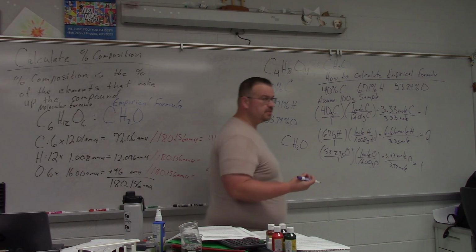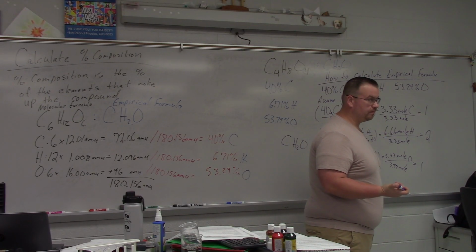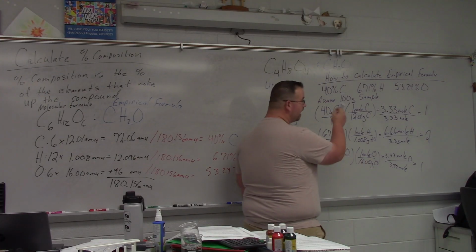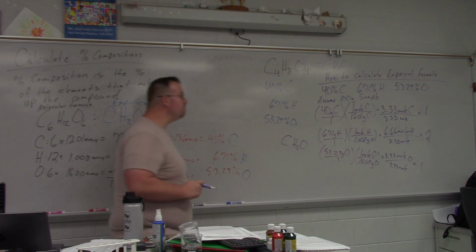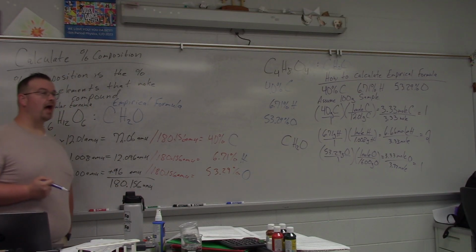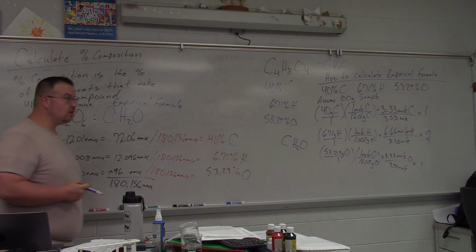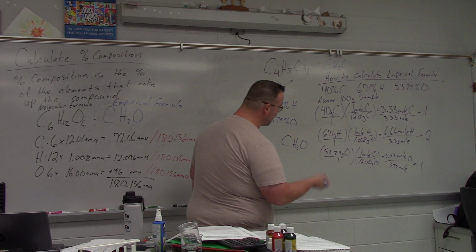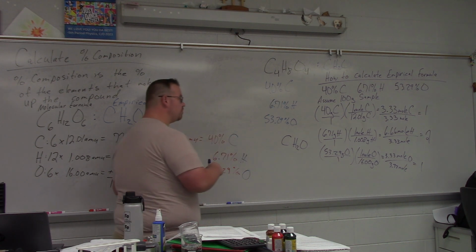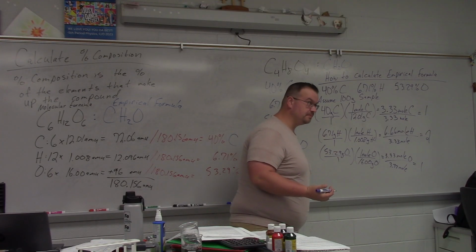Molecular formulas, you do the same exact thing. You have to calculate the empirical formula, and then the other piece of information that will be given to you is you will actually have the molecular mass. So what you will have to do then is you will take the molecular mass that's given to you and divide it by the molecular mass from the empirical formula.